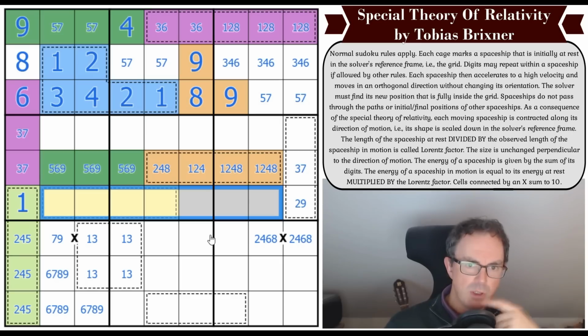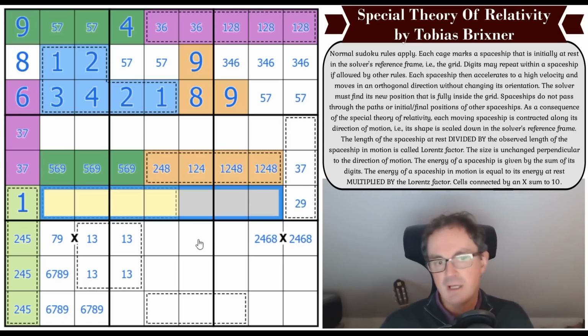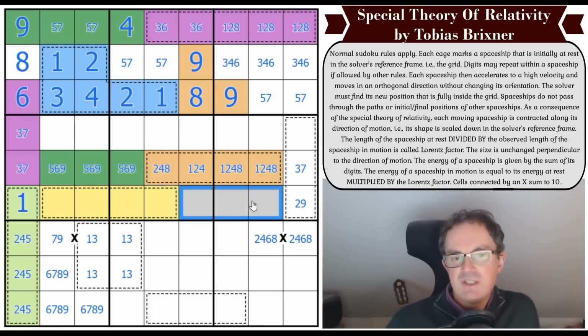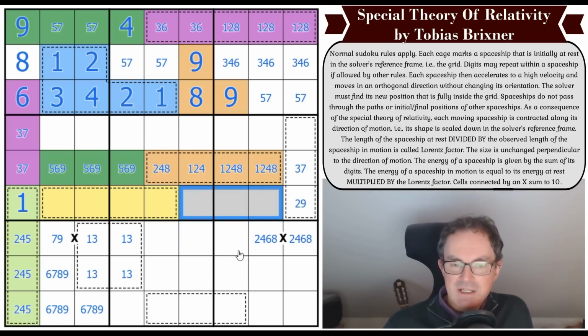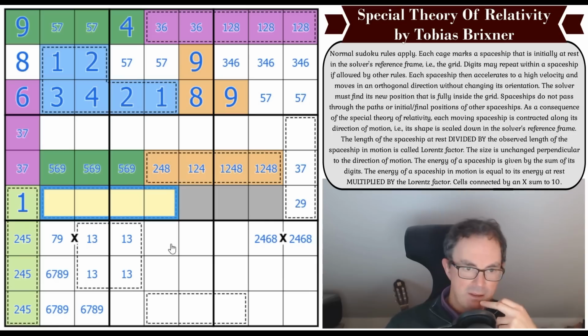Oh, that's nearly impossible. That's going to be right. Because if this had to add up to 24, it would be 987, and we could place all the digits because of Sudoku. So I think that's going to be correct. I think this is going to end up being a 2. I don't know how we prove it, but that's what I think will happen. And these would be 3, 4, 5, 6.